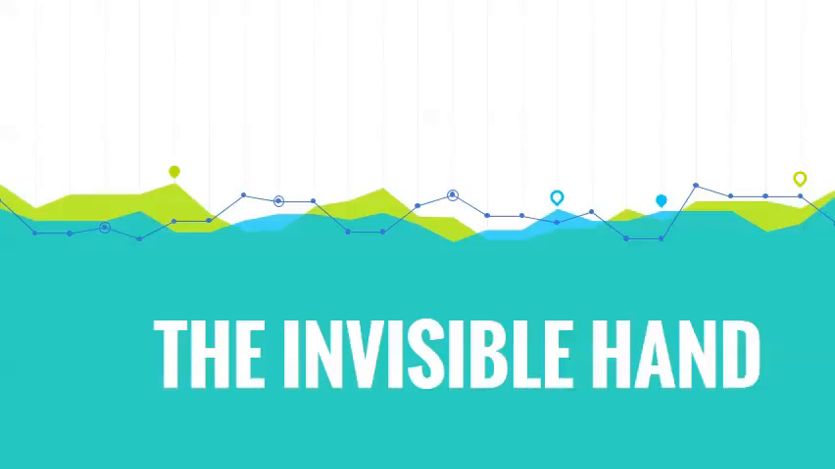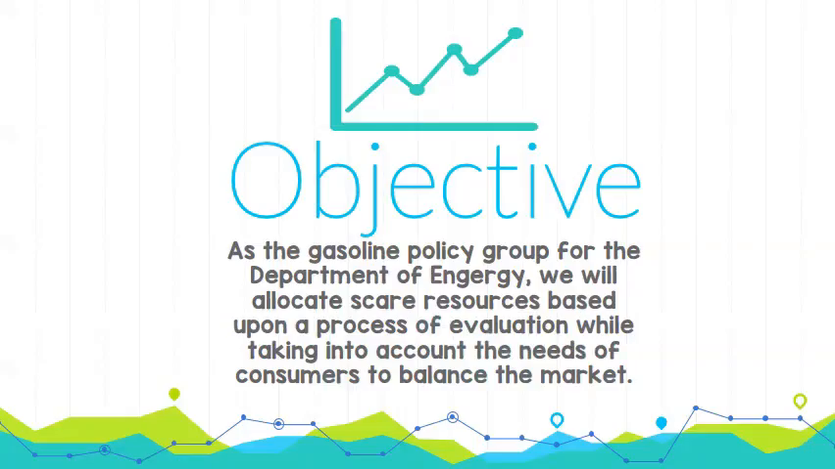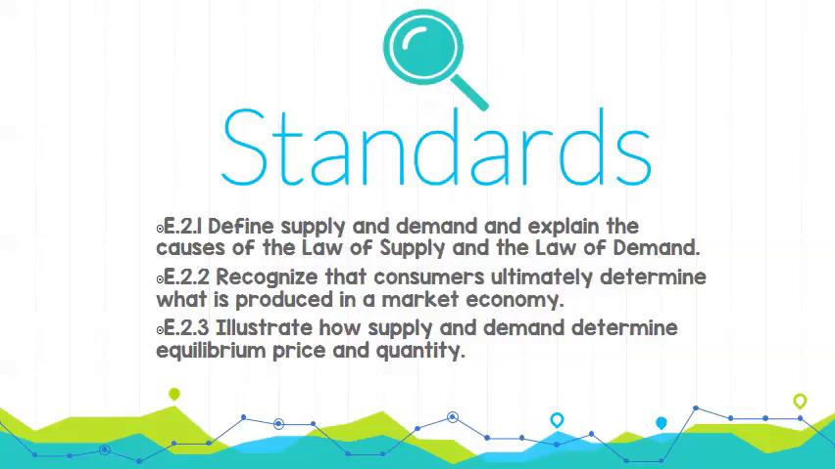What we're talking about today is equilibrium. Your objective remains the same as we've been working on this whole project: we must allocate a scarce resource, gasoline, by using a process, and we must take into consideration the consumers. So it's not just let's give all the businesses this, but we also need to think, what people need this, and that's an important distinction to make.